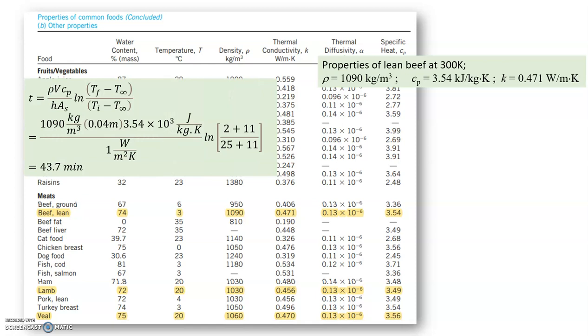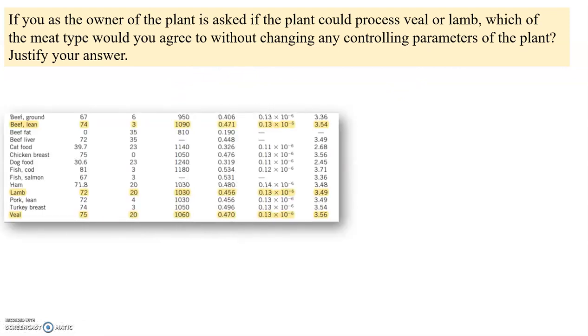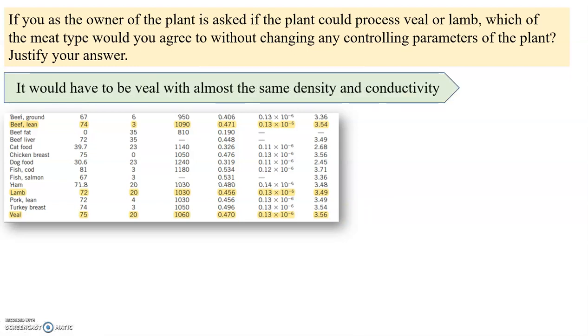And substitute into 4.4, you find that to be cool to the temperature required, time should be 43.7 minutes in the refrigeration room. Now, if you want to process veal or lamb in the same plant, which of the meat type would you agree to without changing any controlling parameters of the plant? Now, if you look at the properties of veal is closer to the lean beef, with the density, the thermal conductivity, and the specific heat capacity compared to lamb. So, it would be veal with almost the same density and conductivity.